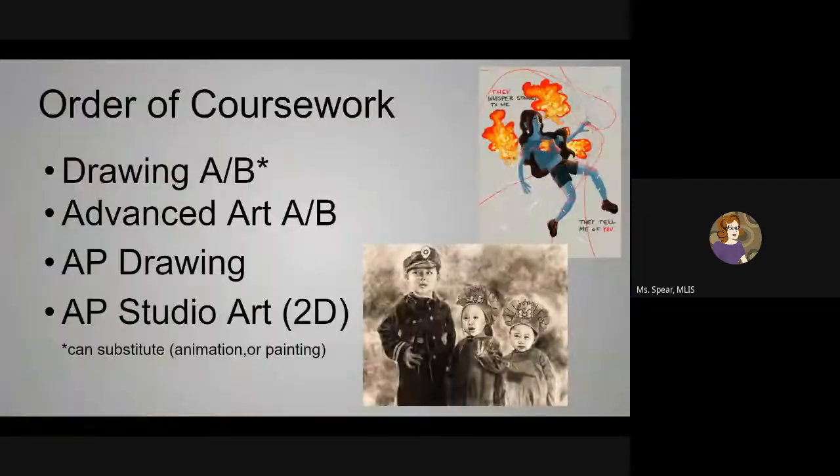This is also a particular type of course that does have prerequisites. Many students are going to start by taking drawing courses, maybe in 9th grade or 10th grade, moving on to advanced art. If a student wants to, they can start drawing in their 9th grade year, advanced art in their 10th grade year, move to AP drawing in their junior year, and then move to AP studio art, which is often painting techniques, into their senior year.